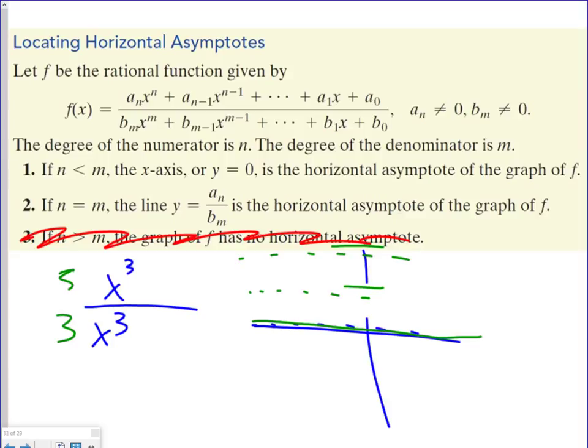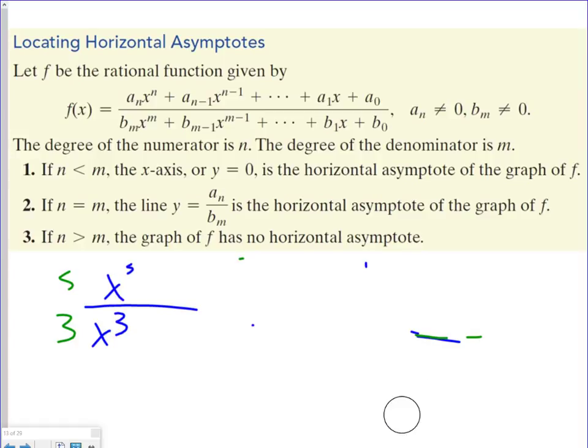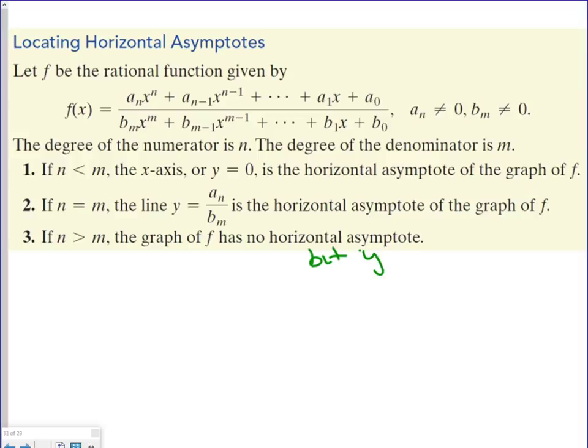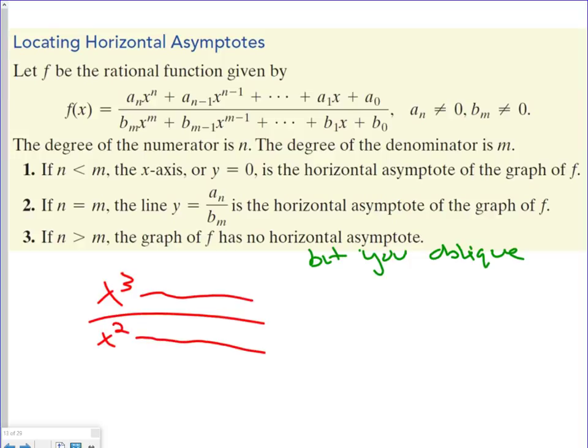Now, if the top one is bigger than the other one, which is the last case, then you have no horizontals, but you have the obliques, or the diagonals. I apologize, that's my bad. So if the top one is bigger, you have no horizontals, you can have the obliques.